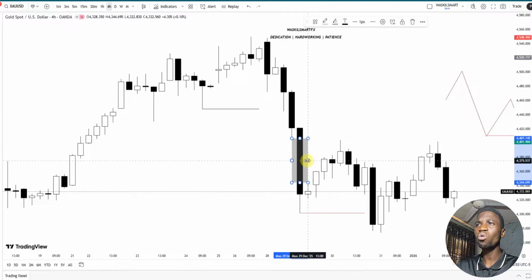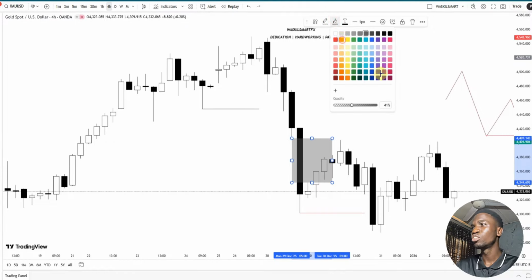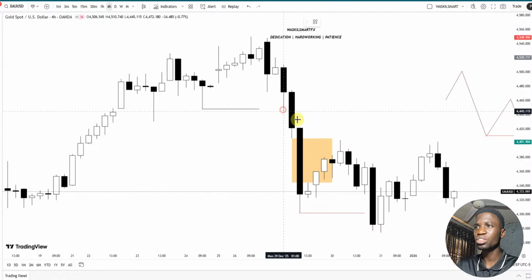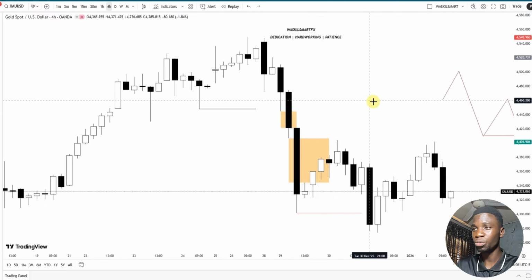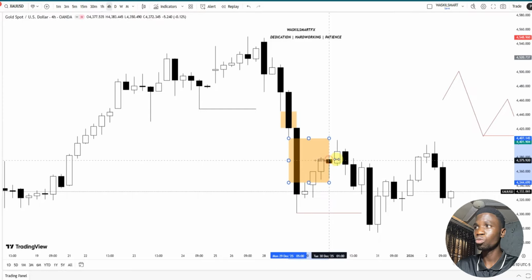People will ask, which fair value gap should we use? Should we use the first one, the second one, the third one? No, I have principles for explaining which fair value gap to use. Just stay with me. So I'm going to use the first one, for the market to come back there.